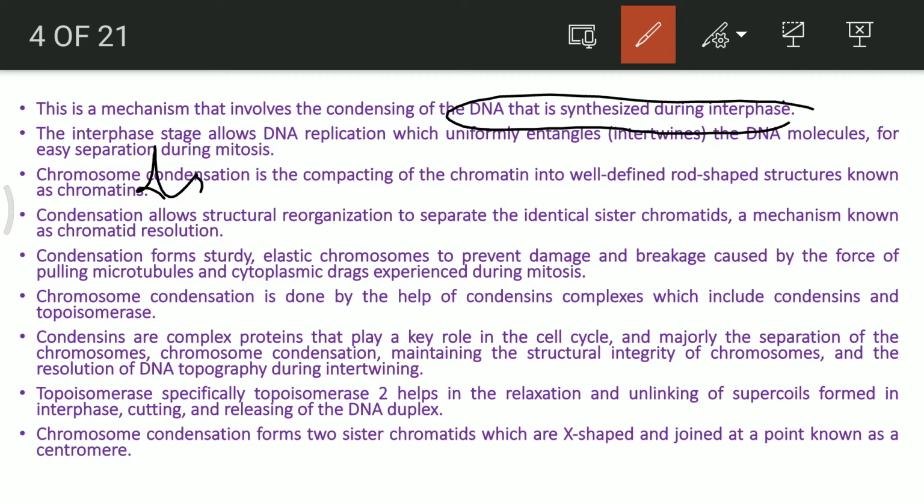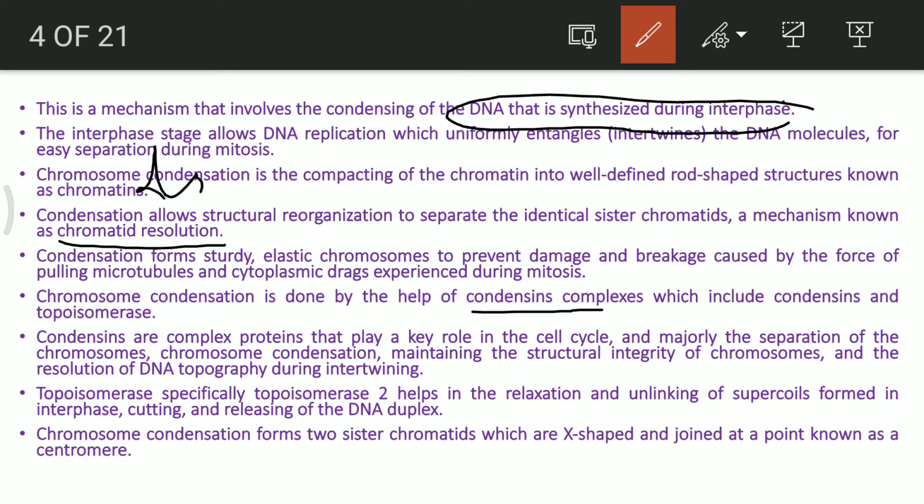This is a biological term used for separation of the two sister chromatids which are held together with the help of the centromere. Condensation forms sturdy, elastic chromosomes. Sturdy means tough, but elastic chromosomes, to prevent damage and breakage caused by the force which pulls the two chromatids apart with the help of these microtubules and the cytoplasmic pull which is experienced by the two sister chromatids. Chromosome condensation is done with the help of condensins.